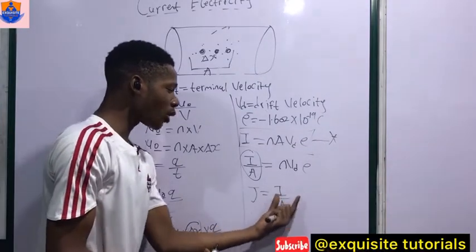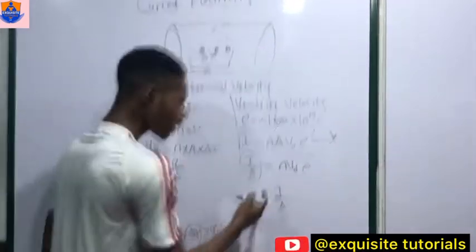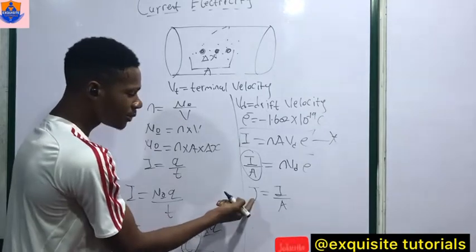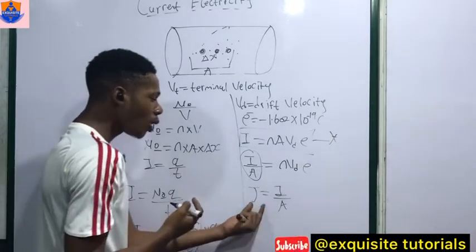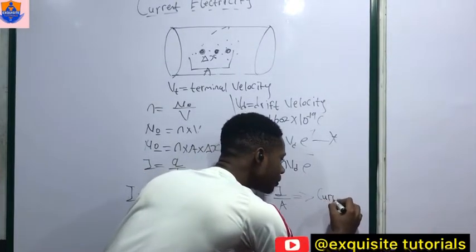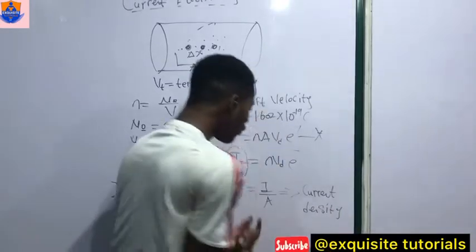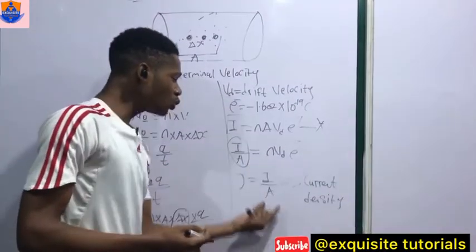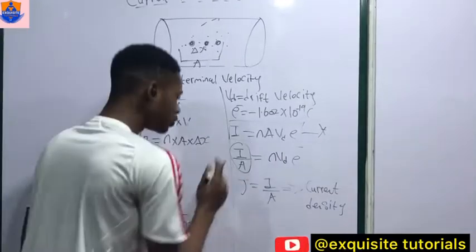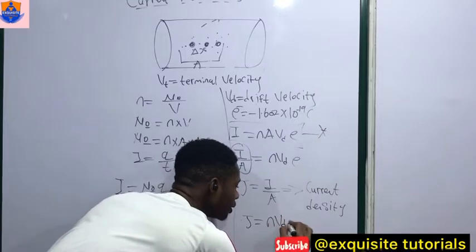J is equal to I over A, where I is the current and A is the what now? It's the area. I over A is a constant which we just represented as J. And what do we call this guy? It is called the current density. I over A is called the current density. So current density is actually the amount of current which we have in a unit area for a particular conductor.